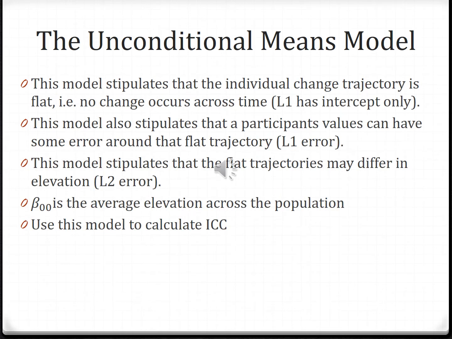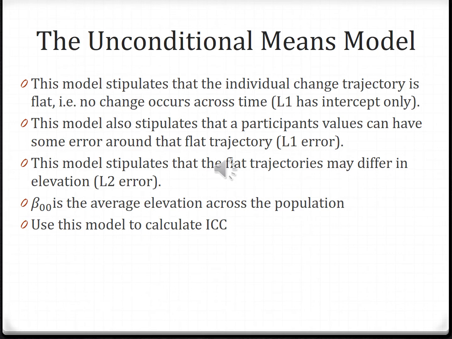So the unconditional means model stipulates that there's no change over time, so one only has an intercept. This would usually not be what we're looking for, but it models no change over time. It also stipulates that participants can have some error around a flat trajectory. So no change over time is flat, but people can hover around, and that's our level 1 error. But then the model also stipulates that the flat trajectories may differ in elevation between people. So that's our level 2 error.